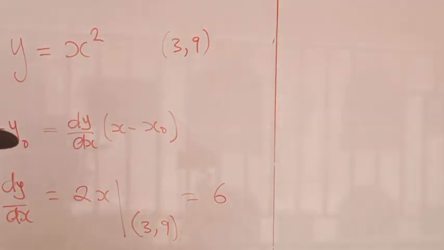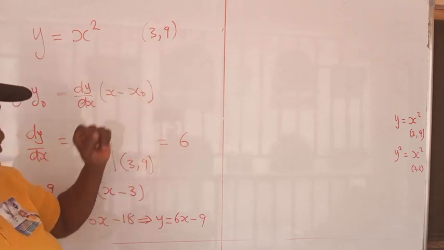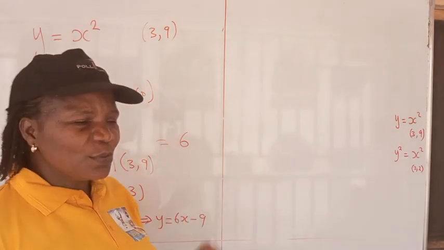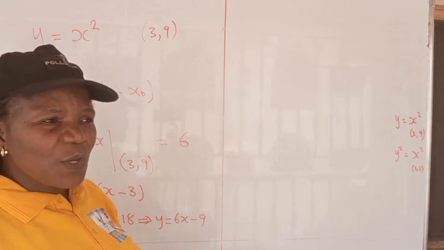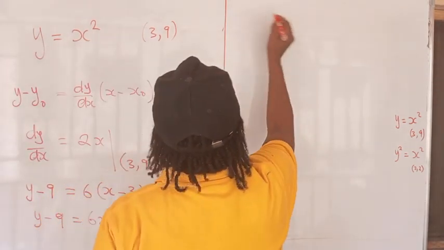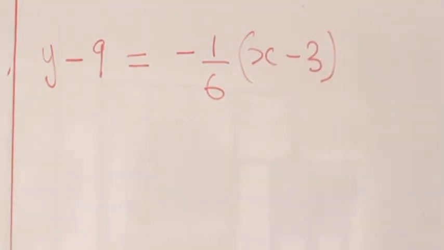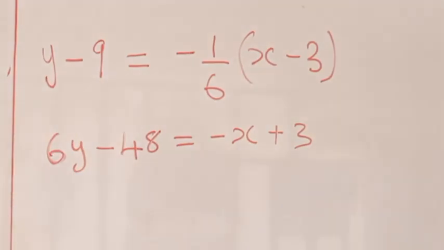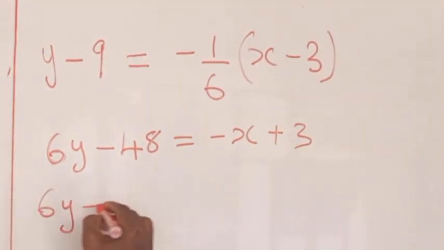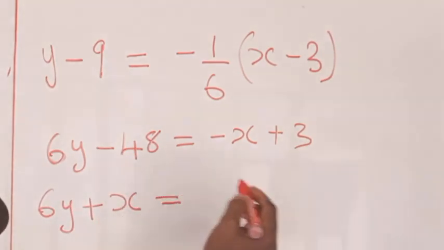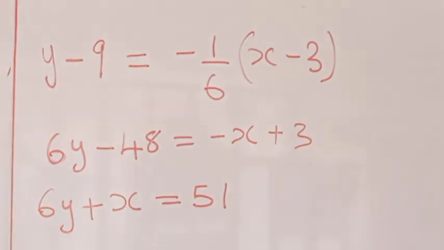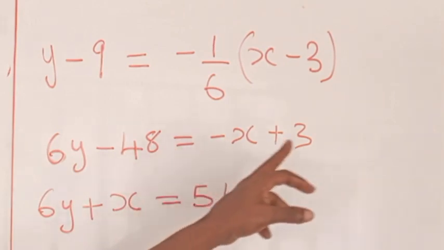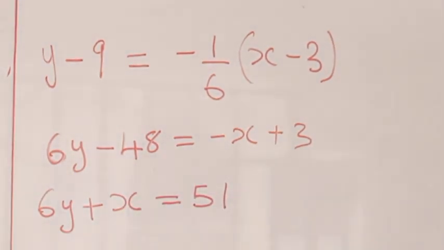Okay? Now, suppose we want to get the equation of the normal to this curve at this particular point. What will it be? Remember, we have that 6 is the slope of the tangent at this point. So, the slope of that normal will be what? Minus 1 over 6. So, the equation of the normal will be y minus 9 is equal to minus 1 over 6 into x minus 3. This will give us 6y plus x equal to 51. That's minus 48. If you add 48 on both sides, you have 3 plus 48, that is 51.